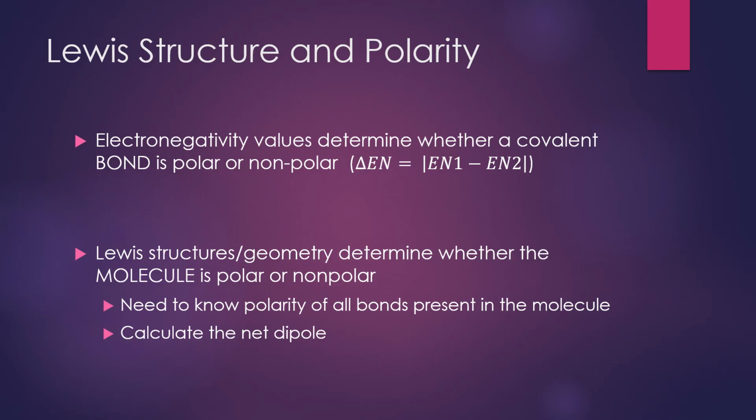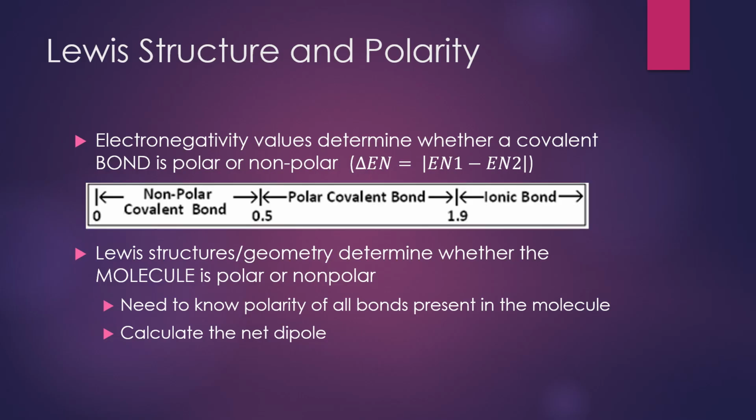So far we've used electronegativity values to determine whether a covalent bond is polar or nonpolar. But what we were looking at is just the bond itself, not the molecule as a whole. So we figured out that one specific bond based off the electronegativity values. We subtracted them and then used this chart here to figure out which range it fit in, nonpolar or polar.